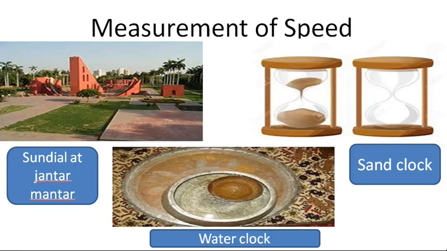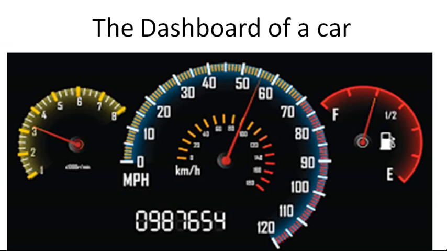And how do we measure the speed? The speed is measured by speedometer. That is the meter that, when it is written in kilometer per hour, is the speedometer. In a car you can see, in the dashboard of a car, you can see the speedometer. And there is also another meter that measures the distance moved by a vehicle, and that is odometer. You can see an odometer also in the cars.